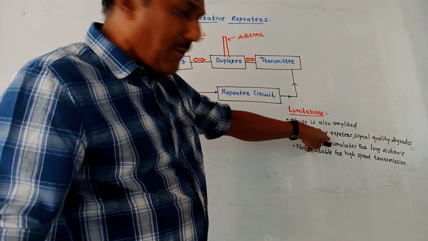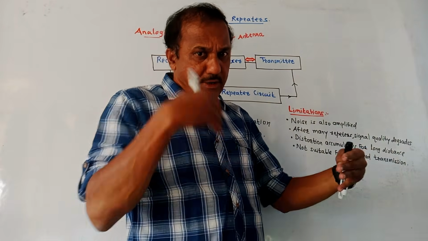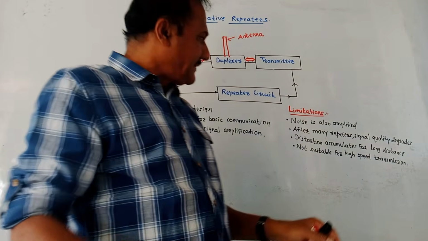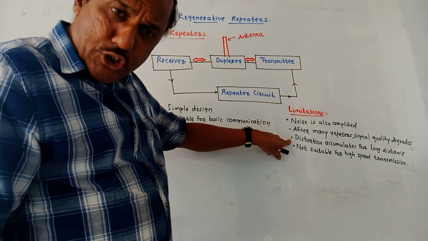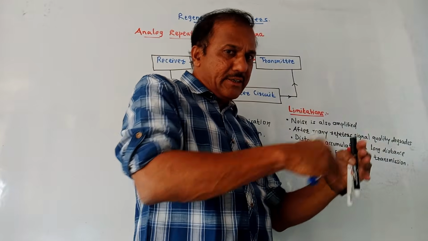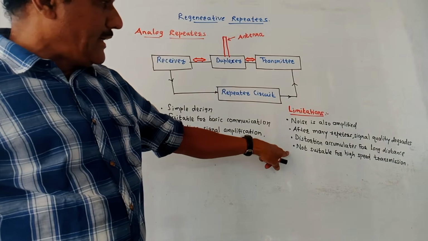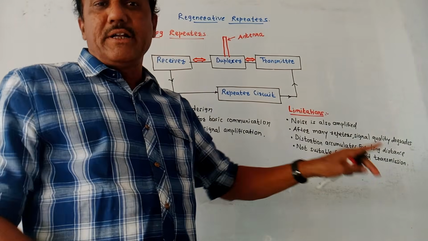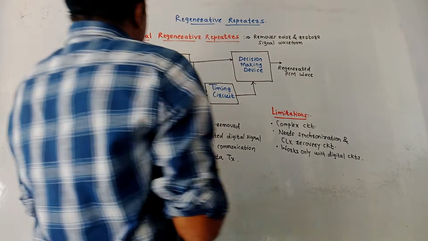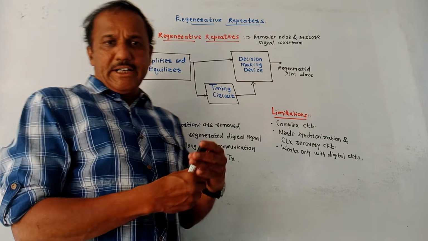Then, if you are using many repeaters one after the other, after many repeaters the quality of a signal is degraded. Distortion goes on accumulating after traveling a larger distance. It is not suitable for high speed transmission. So this is about analog repeaters. Next is digital regenerative repeaters.